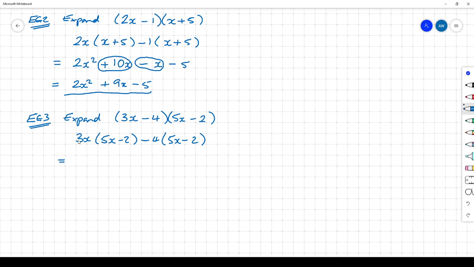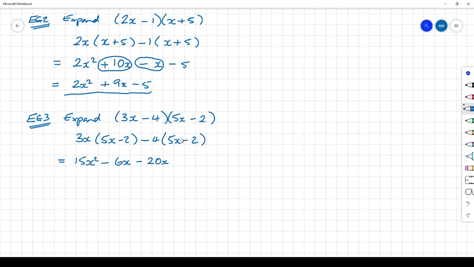3x times 5x. 3 times 5, 15. X times x, x squared. 3x times minus 2. Well, a plus times a minus is a minus. 3x times 2 is 6x. Remember I said, break it down, it makes it much easier. Minus times a plus is a minus, or negative times positive is negative. 4 times 5x, 20x.